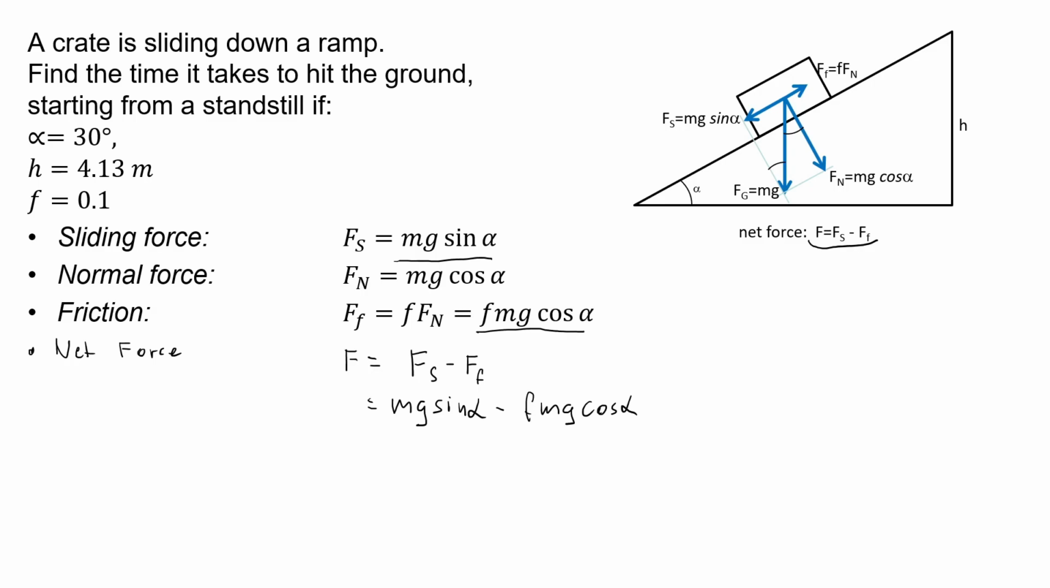What I can further do with this, I have the component mg both here and here, so I can rewrite this formula extracting mg in front of a bracket, and in the bracket I have sine alpha minus, don't forget about f, minus f cosine alpha. And this is my formula for the net force.